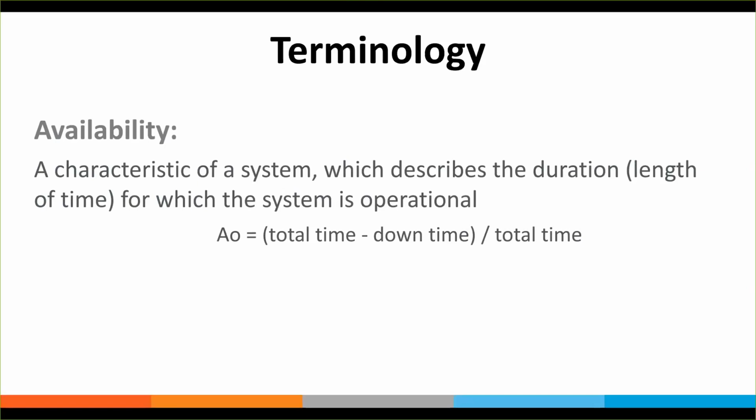So that's 24 hours. I'm actually sitting here with my calculator in front of me. 1,440 minutes minus 2, 1,438 minutes, divided by 1440. So you've got 0.9986 is your A_O in that. Your availability is 0.9986 in that case.